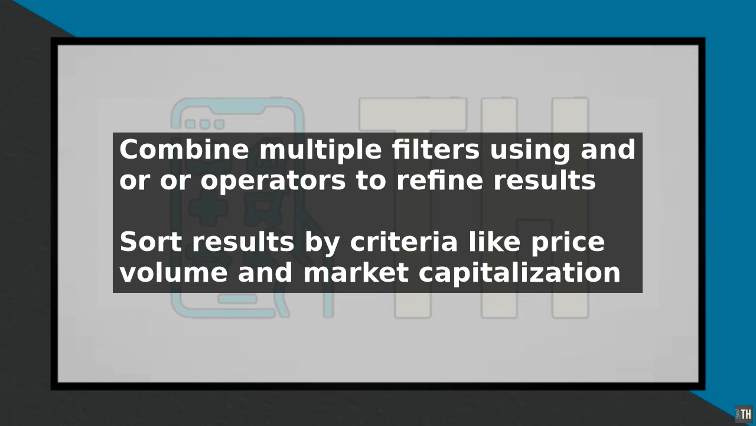To further refine your screener, you can use the and/or operators to combine multiple filters. For instance, you can use the AND operator to find stocks with a market capitalization of over $1 billion and a price above $50. Once you have set up your filters, you can sort the results by a variety of criteria, including price, volume, and market capitalization.